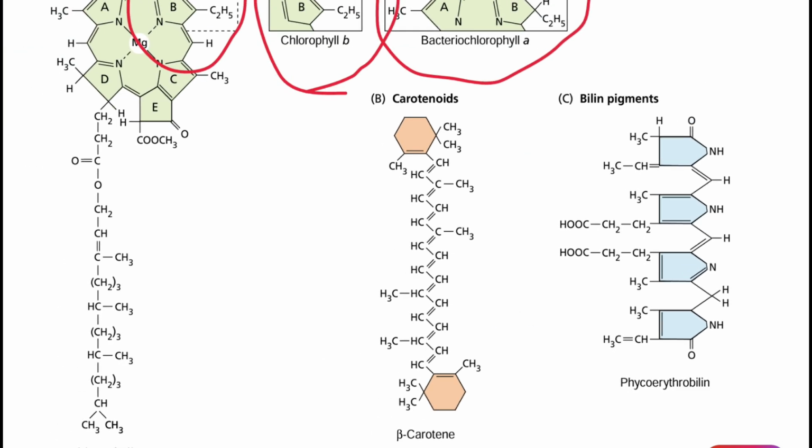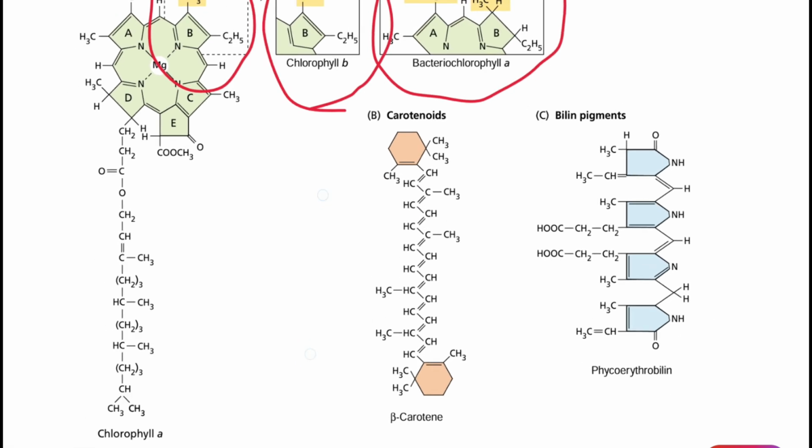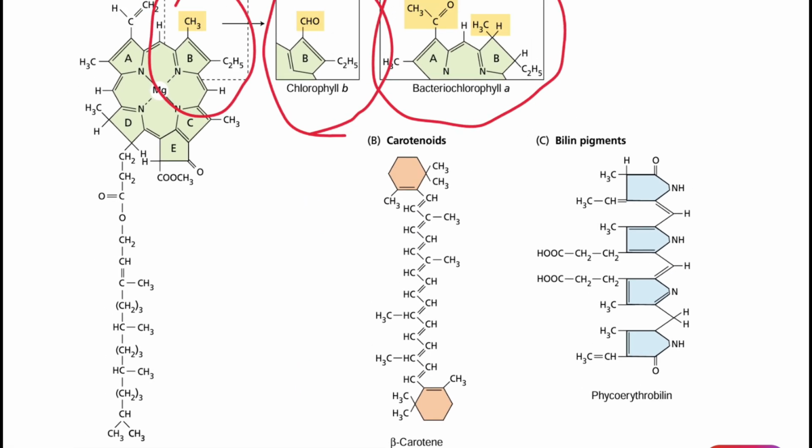So I hope, students, we have learned about different pigments and their structure and how they get powered. In the next video we will discuss this powered and excited chlorophyll molecule, how it releases electrons and where these electrons perform their activity.